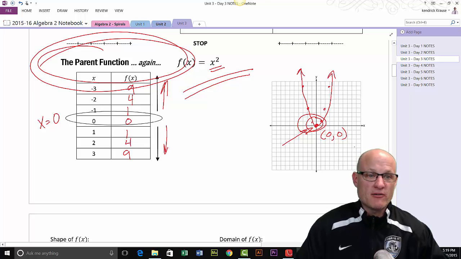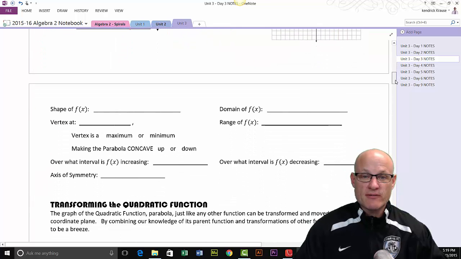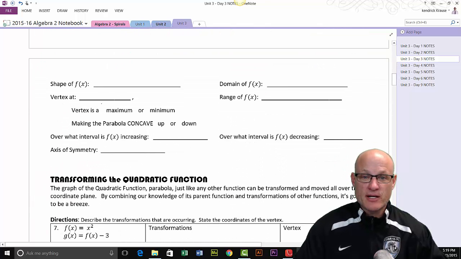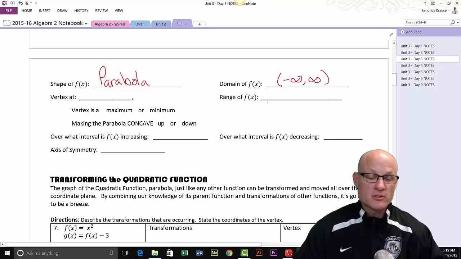What is the shape of f of x? It is a parabola. What is the domain of f of x? It goes from negative infinity to positive infinity. The range goes from 0 to positive infinity. The vertex is at the origin. Is the vertex a minimum or a maximum? For the regular, it's a minimum.